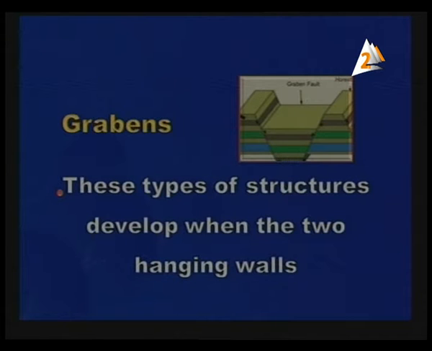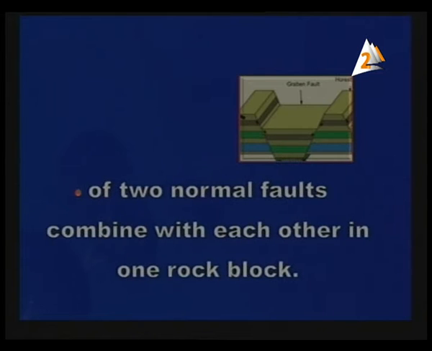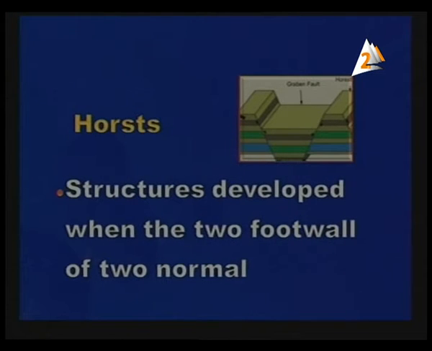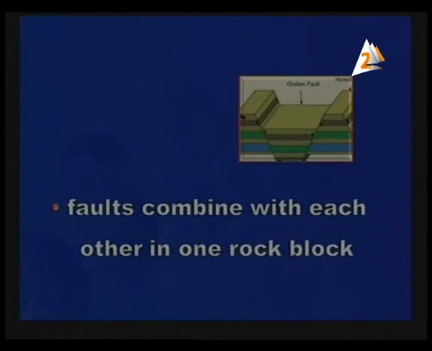These types of structures developed when the two hanging walls of the normal faults combine with each other in one rock block. So we have this graben in the front view. And on the two sides of the diagram we have horsts. They are also structures developed when the two footwalls of two normal faults combine with each other in one rock block.